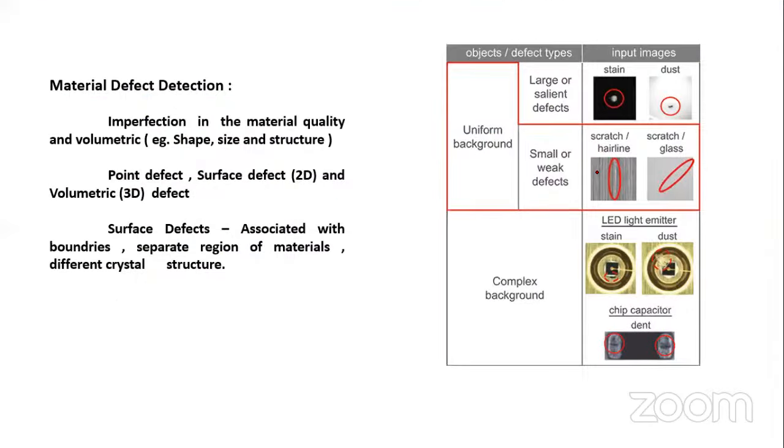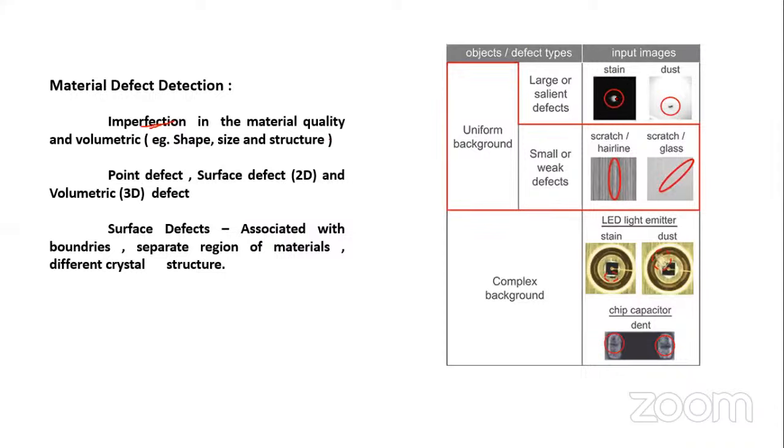Then we'll spend some time on what all the defects are that are available in materials. A defect is an imperfection in a material's quality, that is, its shape, size, or structure. We can have a point defect, surface defect, or volumetric defect, affecting strength, or things like scratches. Then a surface defect is like boundaries not in the correct shape, or a different texture. That comes under surface defects.